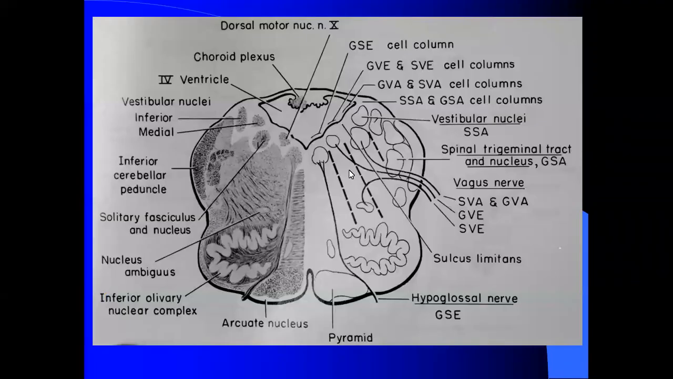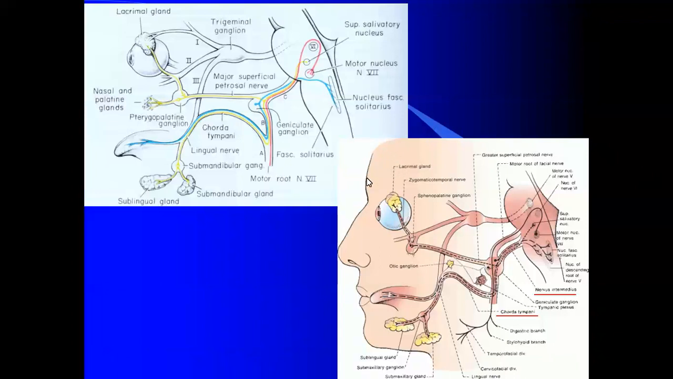This is in the medulla, but I just put this up to remind you of this columnar organization of the general somatic efferents, the general visceral efferents. Those we're going to be dealing with. Motor nucleus of 7, motor nucleus of 5 also will be in this column. The general visceral afferents and special visceral afferents, and then out to the general somatic and special somatic afferents. So here we are.